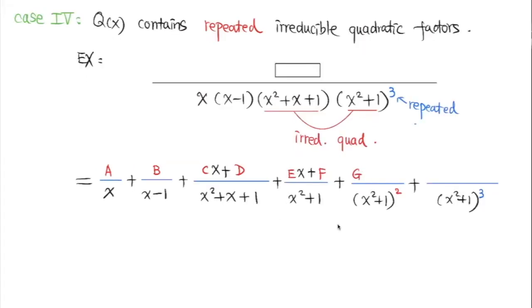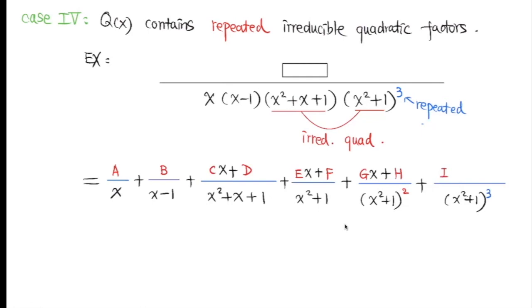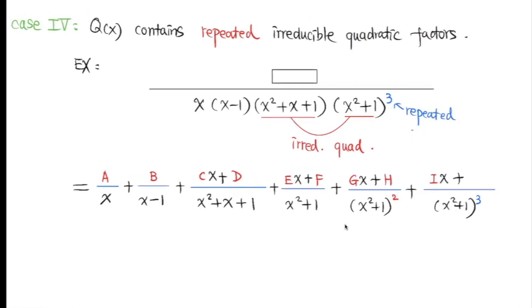Is it Gx to the third? Gx plus what? Did I skip anything? That's H. And the next one here will be Ix plus J. Yes, you got it.